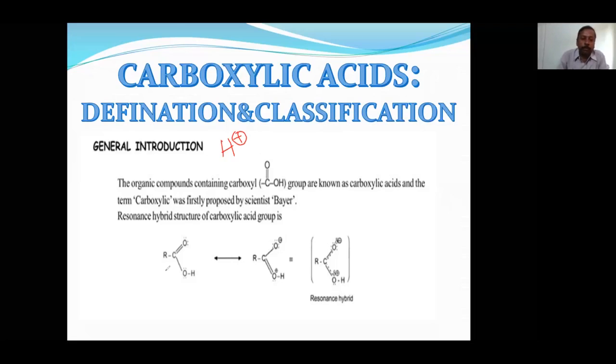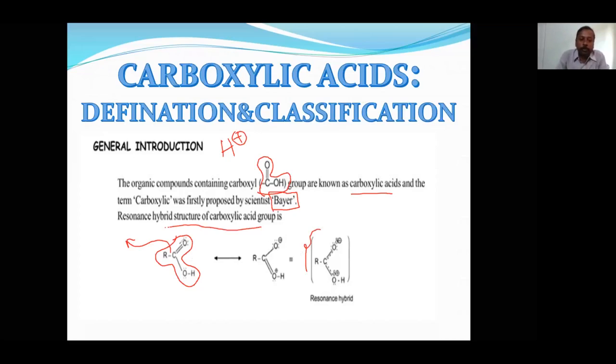Suppose this is the carboxylic acid, R C double bond OH. The question will be on structure also. That structure, with the hybridization and all, I will tell you in the next slide. For the time being, organic compounds containing the COOH group are called carboxylic acids, and carboxylic acid was first given by the scientist Bayer. Bayer is very important, there is Bayer reagent also. And this is the resonance hybrid structure of the carboxylic acid group.